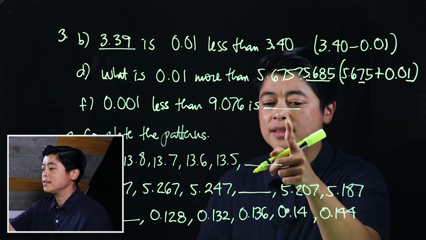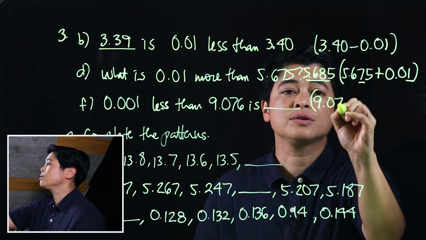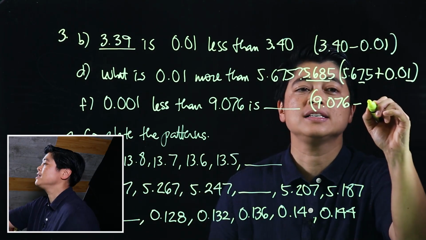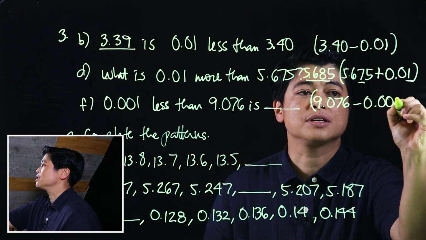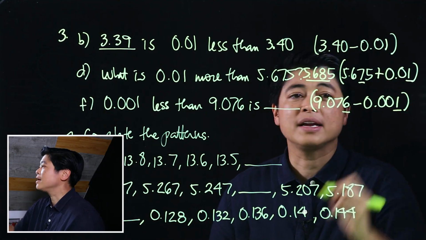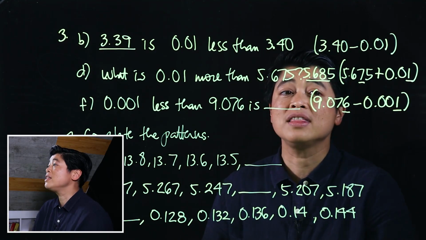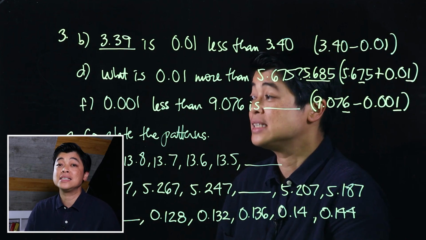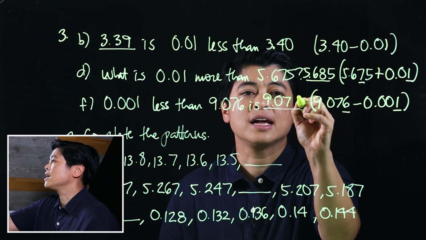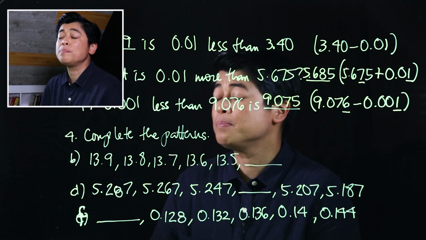In the next one it says 0.001 less than 9.076 is what? Again, the operation here is 9.076 minus 0.001. If we look at this, we are subtracting from the thousandths place. Everything before the thousandths place stays the same, and then we subtract. So that's 9.075.